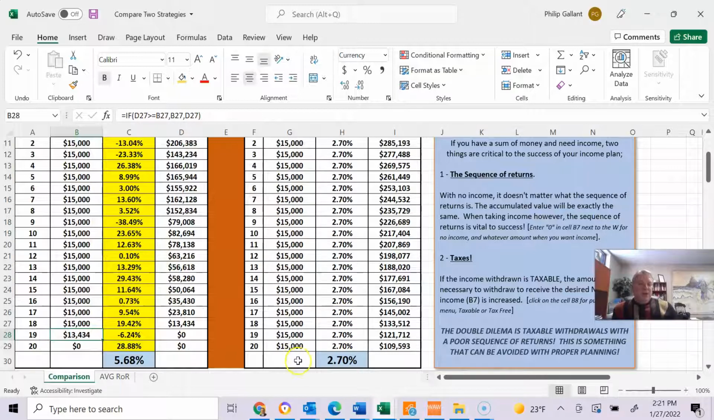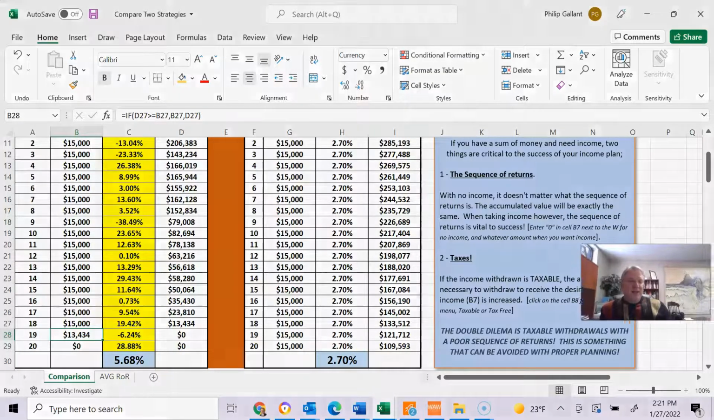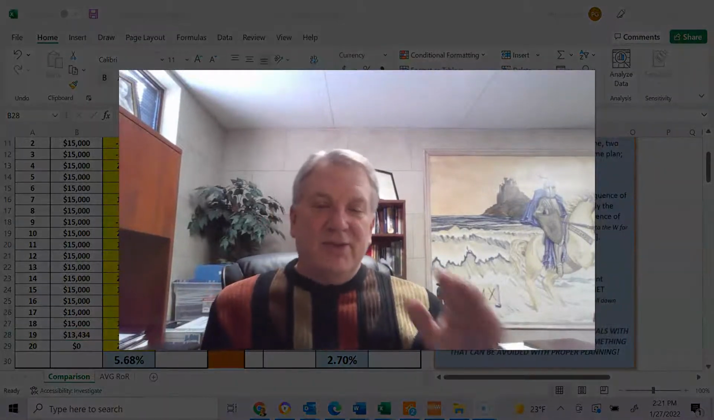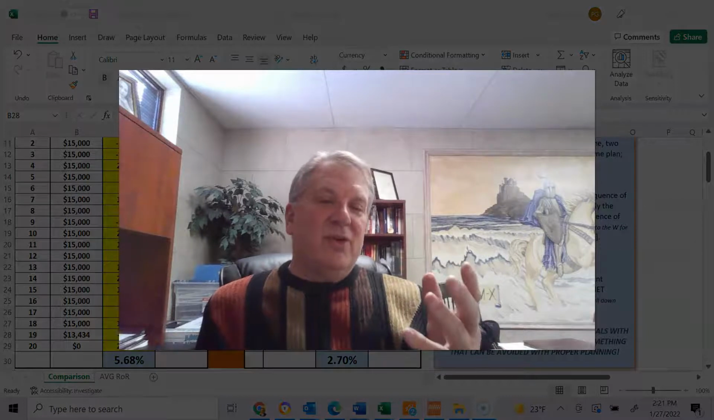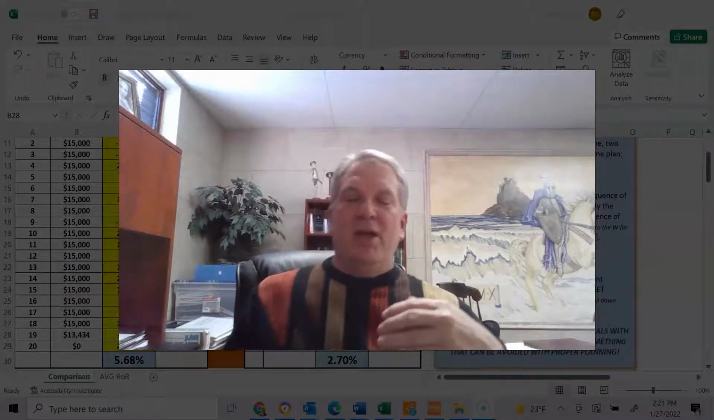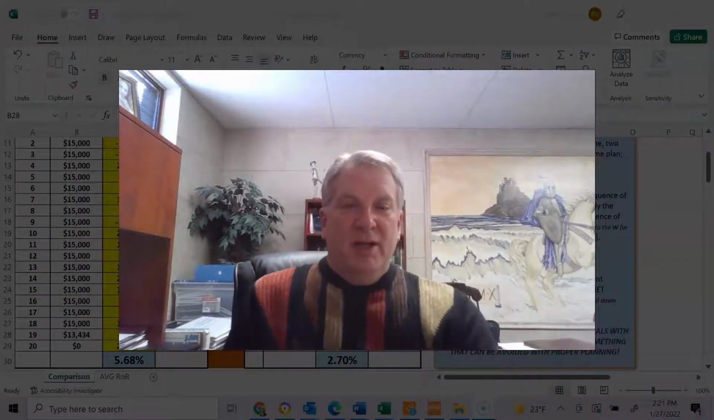$15,000 for 20 years, by the way, is our original $300,000. You would then have $109,593 left, and yet this has a small average rate of return compared to this one, 2.7 to 5.68. And so what's that tell us? It tells us that the average rates of return are really meaningless when you're withdrawing money from your account.